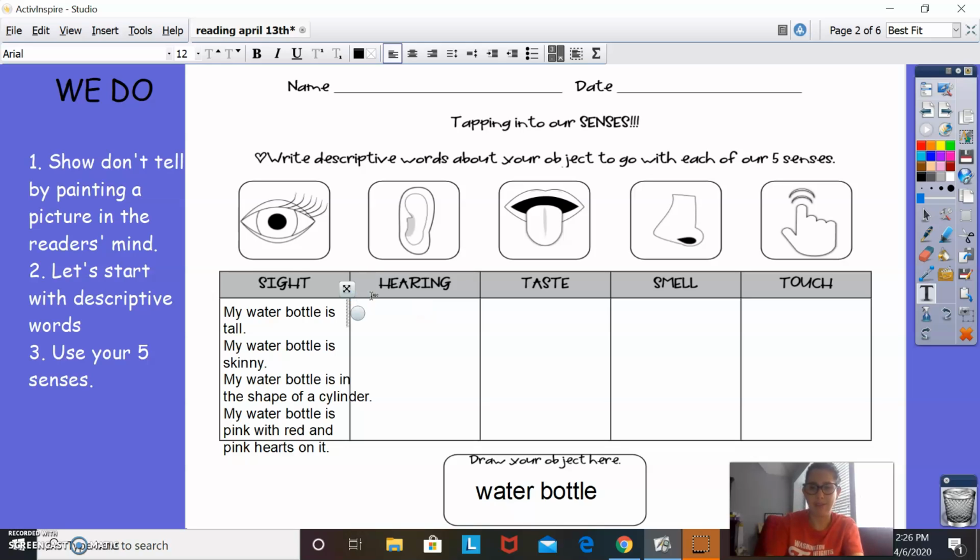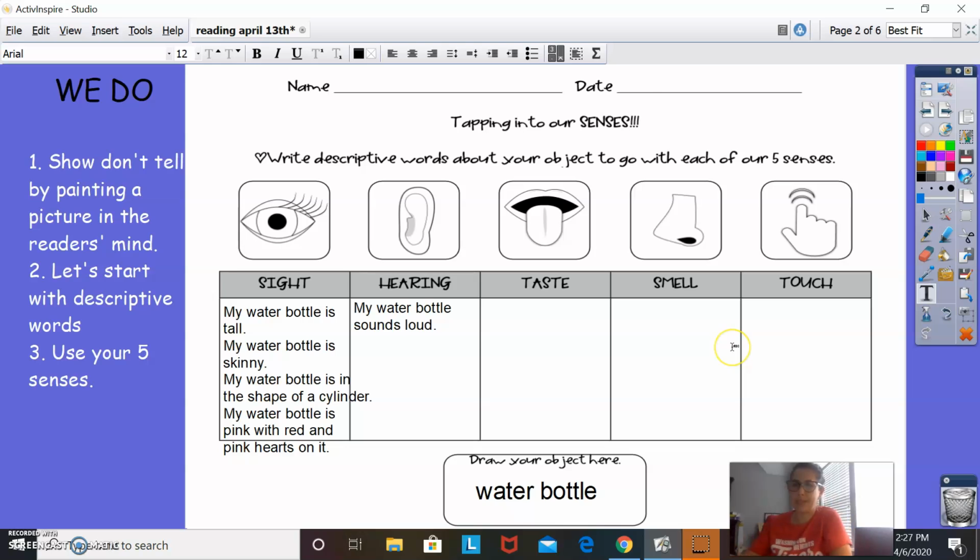So I'm going to say, my water bottle sounds loud. I had to scoot this over a little bit. My water bottle sounds loud. I think that's it for my hearing. Taste, I can't taste my water bottle. I could taste what's inside my water bottle, but remember, I'm describing my water bottle, not what's inside. So I'm going to skip taste.